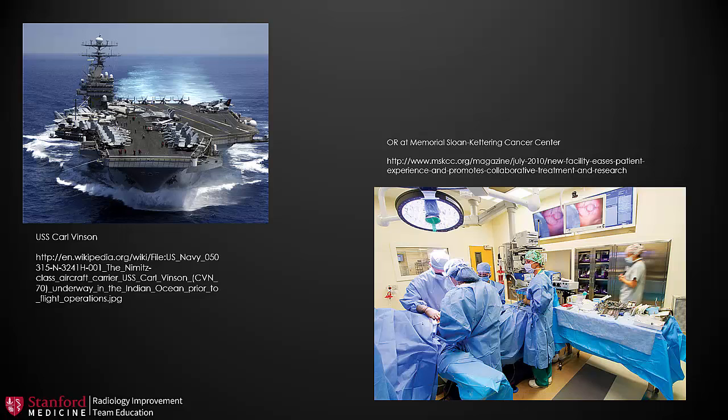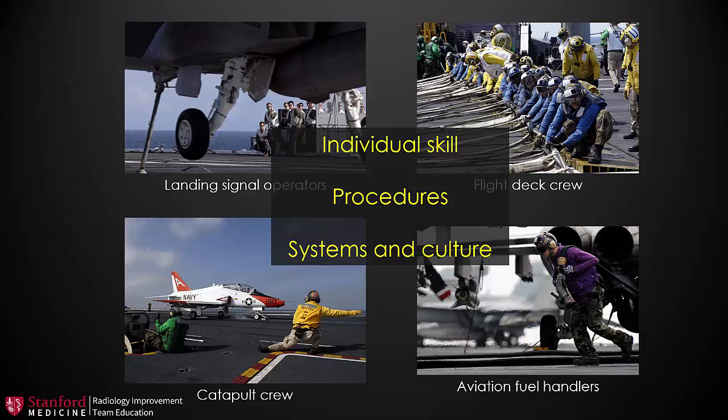A carrier must safely land aircraft every 45 seconds at night with lights dimmed in heavy seas with a deck slick with seawater and fuel, sitting on top of tons of explosive munitions and fuel, as well as a nuclear reactor, all operated by 20-year-old kids. How do they do it? Through a combination of individual skill, procedures, and systems and culture.